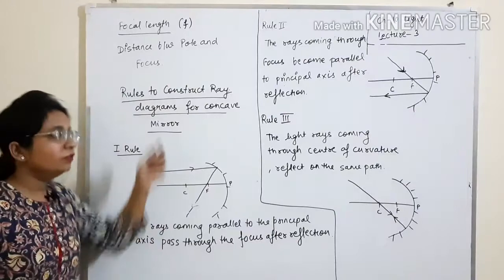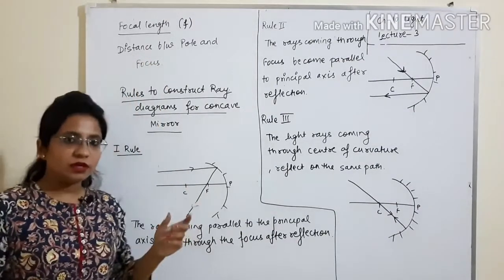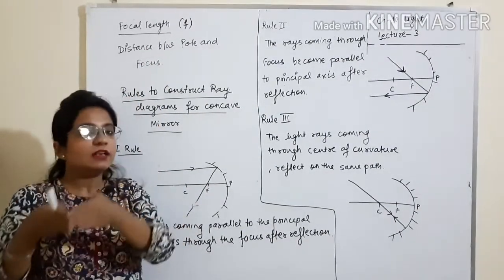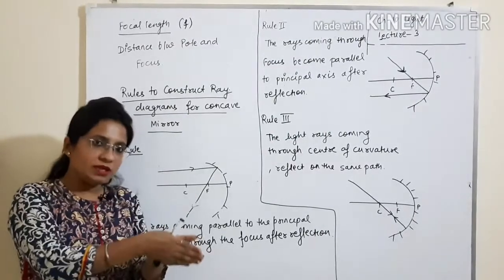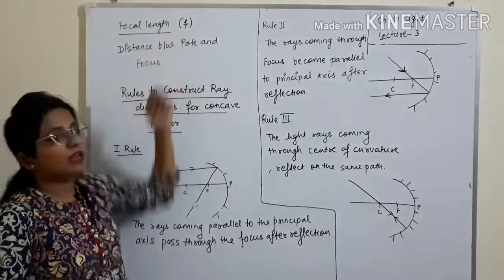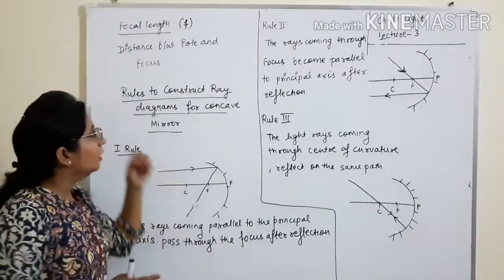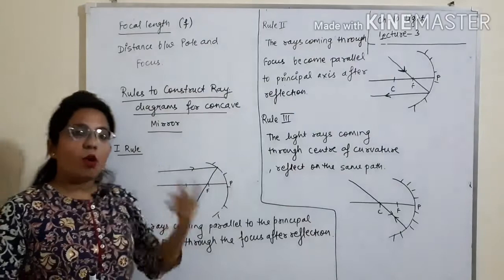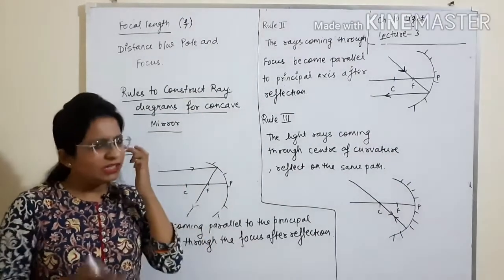The next term is focal length. So what is focal length? From pole till focus, the distance between pole and focus is called as the focal length and it is represented as small f.